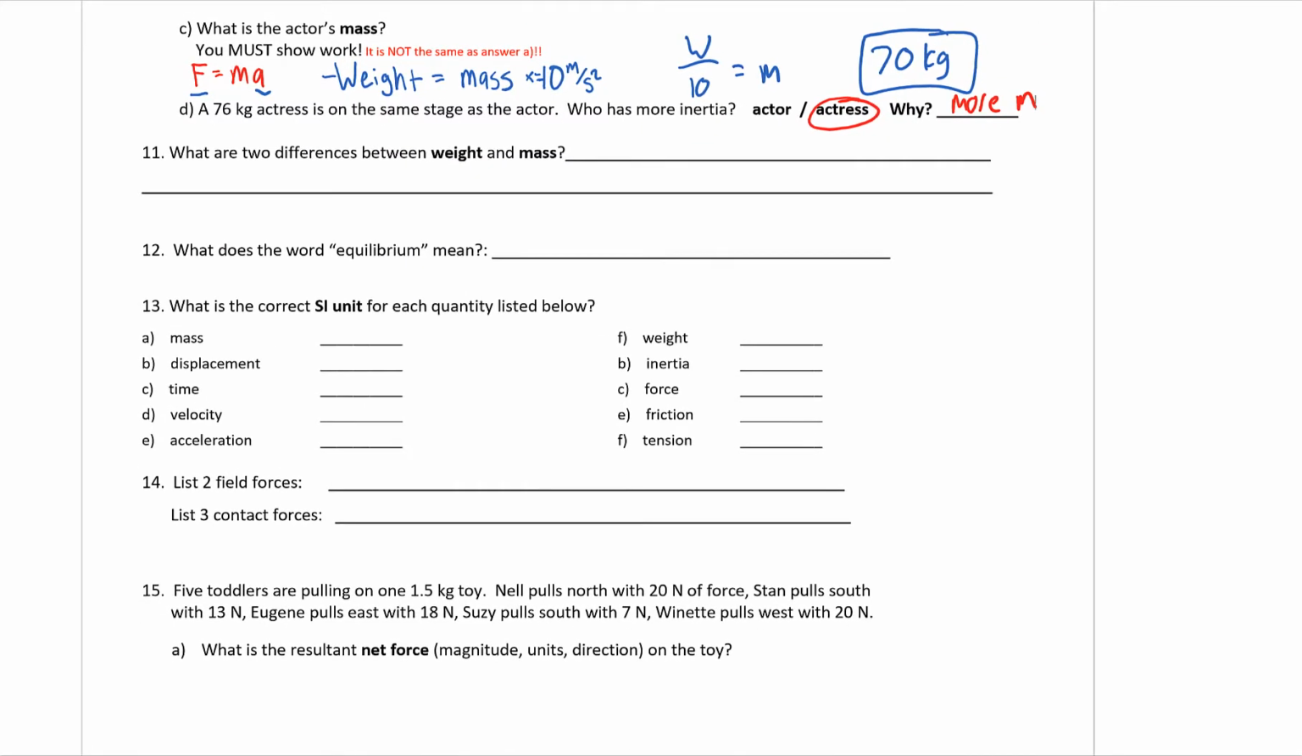So two differences between weight and mass. Well, one we talked about just before. Weight is a force, but mass is not. It's just a quality of an object. So that's one difference. And as a result of that difference, they are also measured in different units. Weight is measured in newtons, and mass is measured in kilograms.